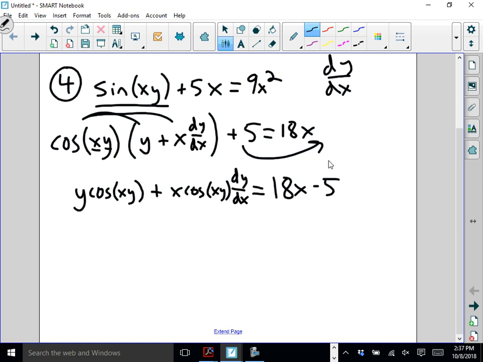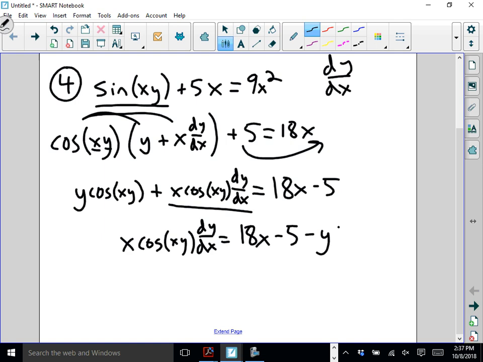I like to do that step to remove the parentheses just to make solving for dy dx a lot easier. Remember when things switch sides on equal signs, we have to switch signs. That plus 5 became a minus 5. Then I'm going to go ahead and subtract my y cosine xy, leaving this term alone because that's the term with the dy dx. So I end up with x cosine of xy dy dx equals 18x minus 5 minus y cosine of xy.